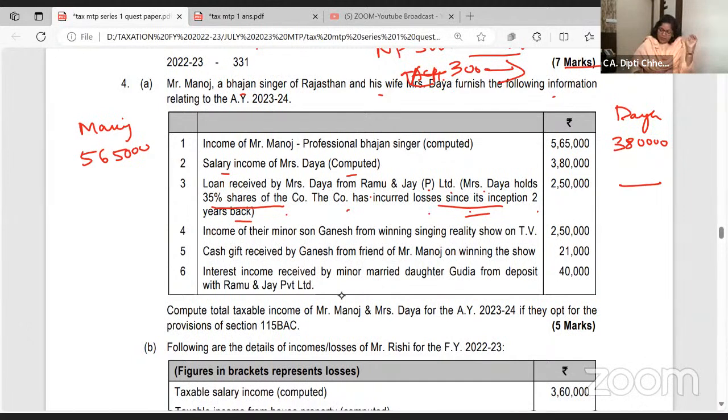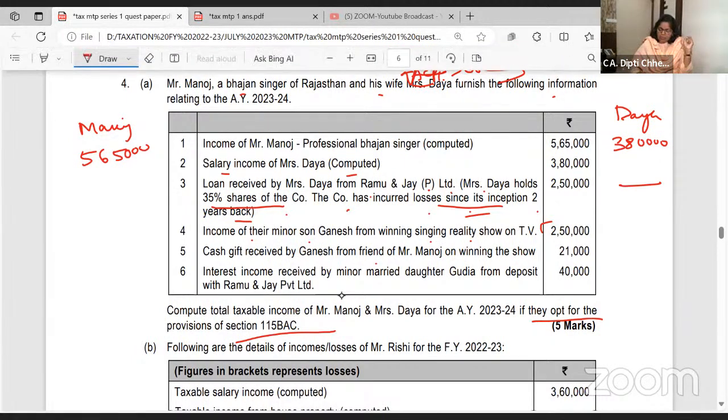Now, here he has opted for 115BAC. Income of minor Ganesh from singing. ये तो किसी के हाथ में taxable नहीं होगा. When a minor gets income by skill, talent and all, they have to pay the tax separately. Now, what is the cash received by Ganesh from a friend?